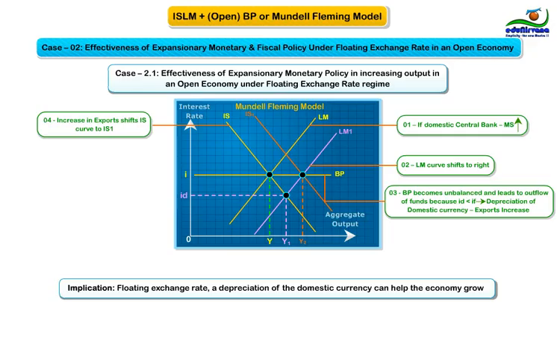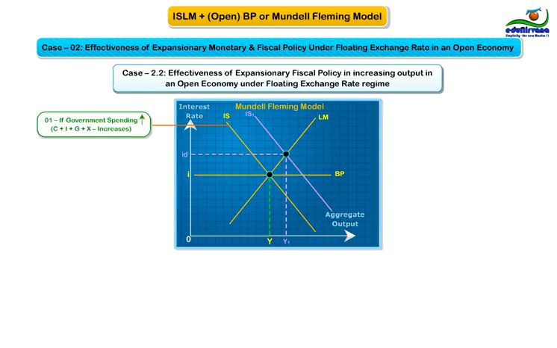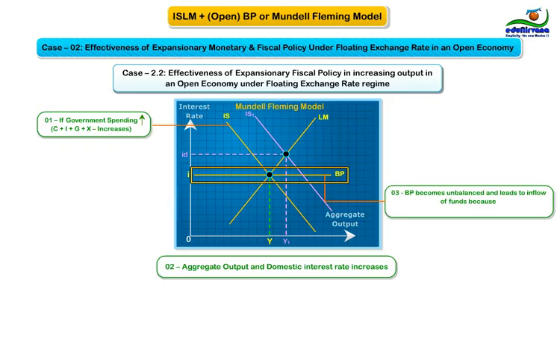Implications: with floating exchange rates, a depreciation of the domestic currency can help the economy grow. Example, competitive devaluation. Let us now see case 2.2, that is, effectiveness of expansionary fiscal policy in increasing output in an open economy under floating exchange rate regime. With the increased government spending, IS shifts to IS1, which results in more aggregate output, that is, Y increases from Y to Y1. Again, balance of payment becomes unbalanced since domestic interest rate, that is, ID, is greater than foreign interest rate, that is, ID greater than IF.